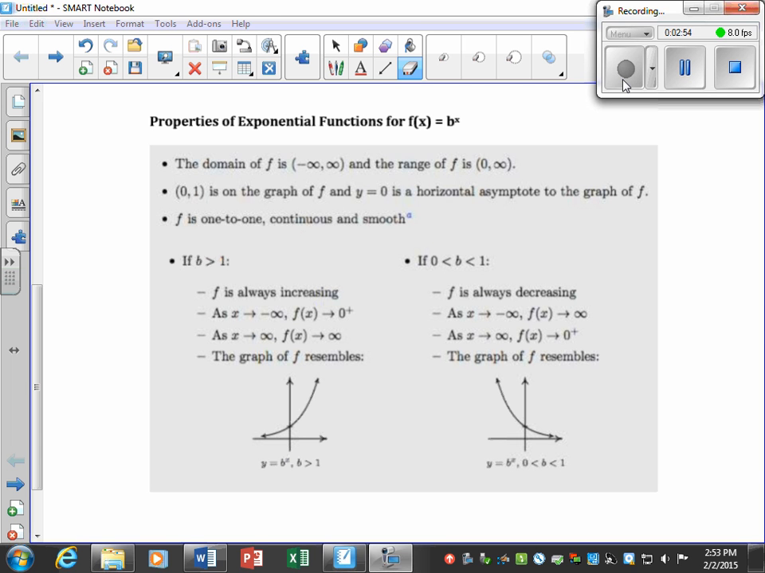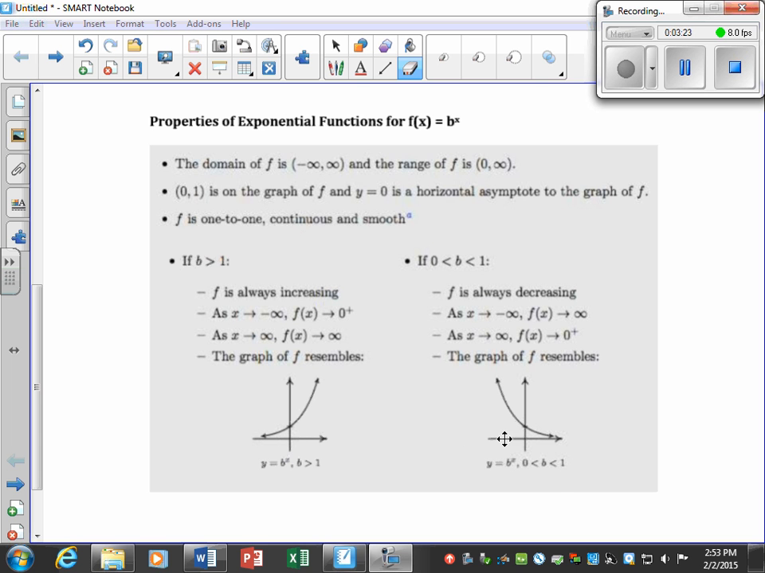Alright, in this next portion, we're going to talk about properties of exponential functions. Basically, the domain, which is our x values, is from -infinity to positive infinity. And the range, which is the y values, is from 0 to infinity. And we see that in both circumstances down here. So domain, -infinity to positive infinity. Range is the y value of 0 and up.